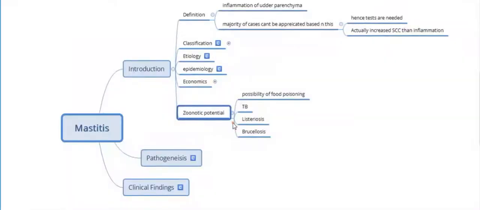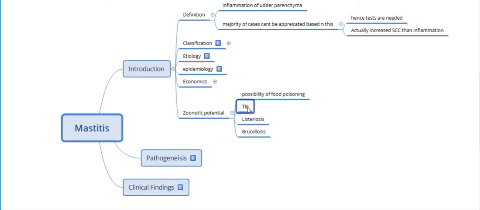Then, is there a zoonotic potential? Is there a zoonotic angle for bovine mastitis? Of course, there is a zoonotic angle, because consumption of infected milk or poor quality milk can result in food poisoning.